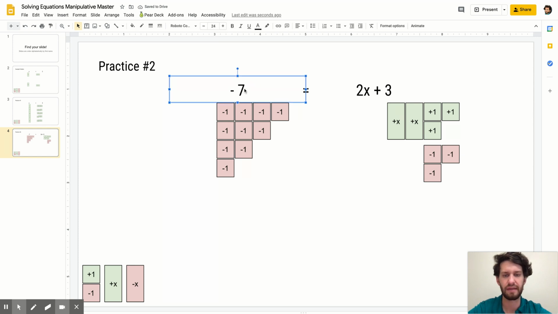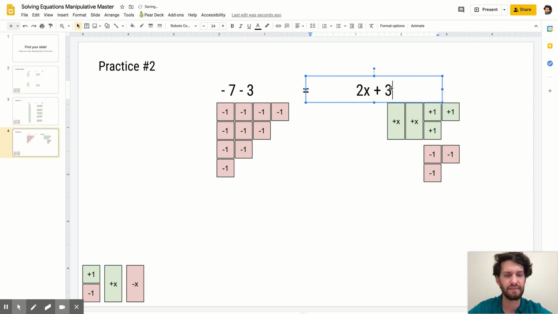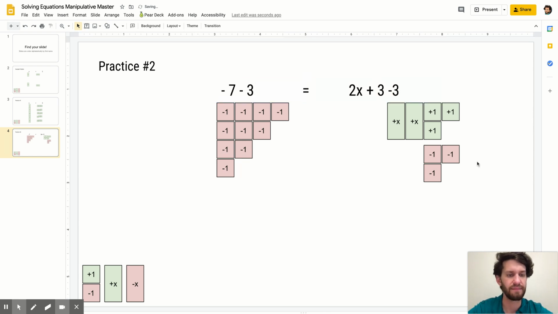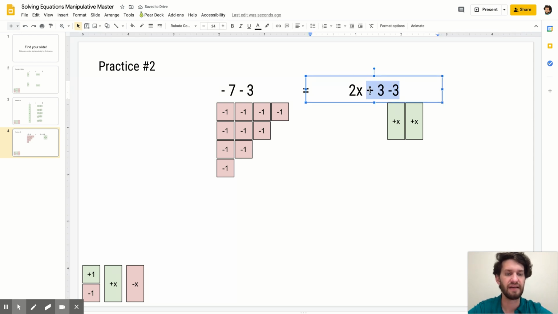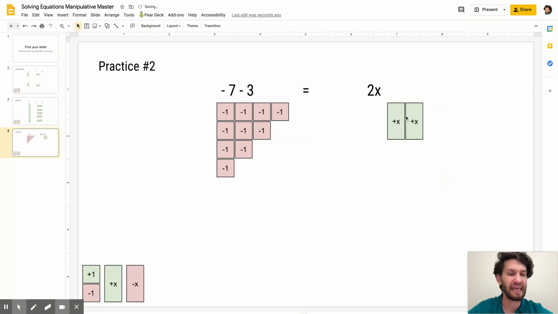And let me write that up in my equation. Negative 7 minus 3. 2x plus 3 minus 3. Now you may already see something that cancels out. I have 3 plus 1's and 3 minus 1's. Those are going to cancel out. So I'm going to have 2 x's left. Now I can't cancel out my x's with my 1's, right? I can only cancel out my x's with my x's like I did earlier. But here I have 7 minus 1's, and then I have 3 more minus 1's. That's going to bring me up to a total of 10 minus 1's. Negative 10 equals 2 times x.